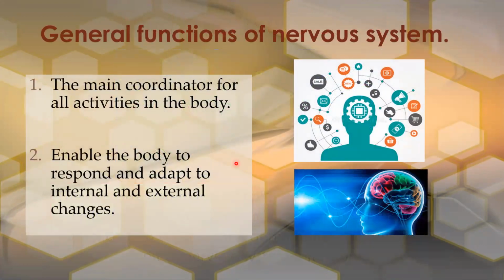Okay, these are all the general functions of the nervous system. The main coordinator for all activities of the body. It is like our CPU. The brain is the CPU for human beings. So the nervous system enables the body to respond and adapt to internal and external changes.